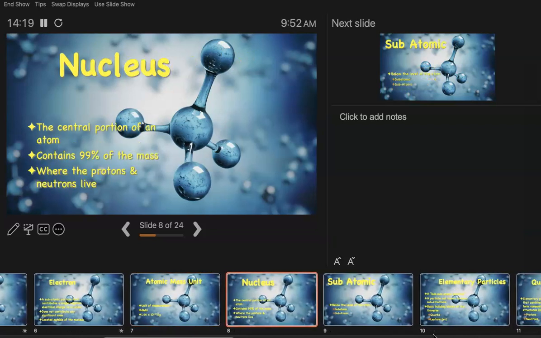All right, we mentioned the nucleus a couple minutes ago. This is the central portion of the atom. It contains 99% of the mass. Oh, I remember what I was going to ask you. I'll do it in a second here. And again, this is where the protons and neutrons live.